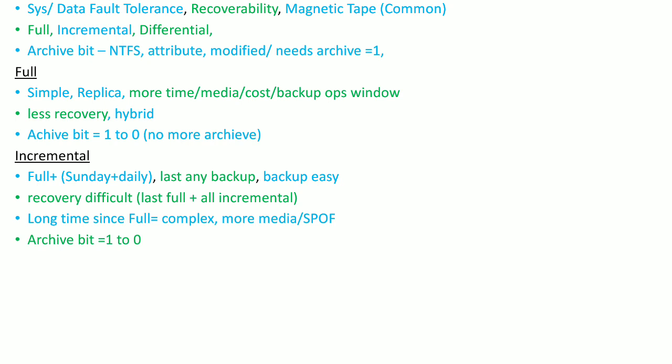After backing up the file during incremental backup, you set the archive bit, or the modification status of the file, to 0. It means that it does not need to be collected by the next day's incremental backup.